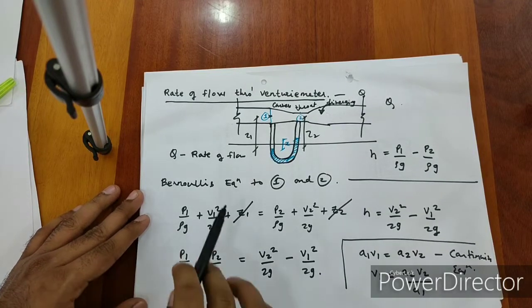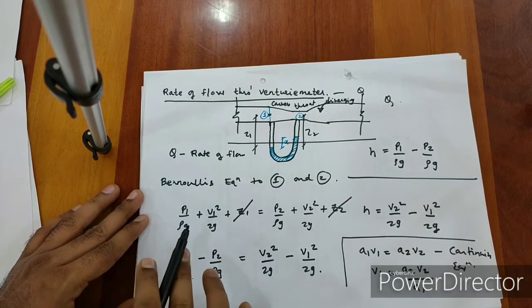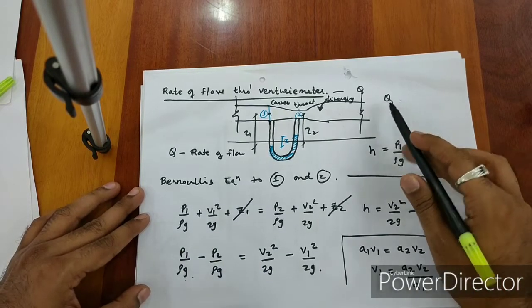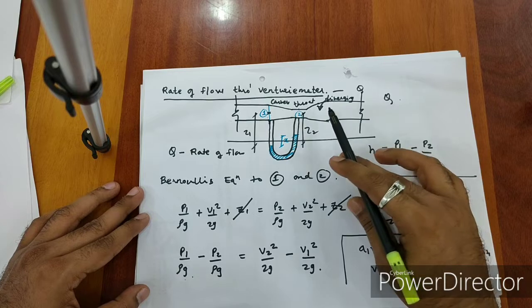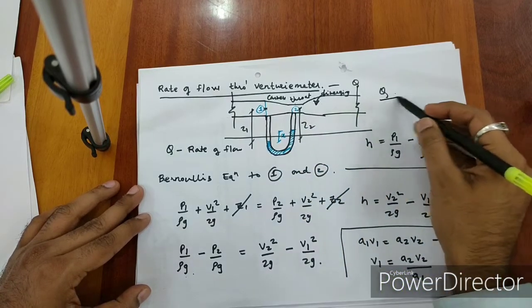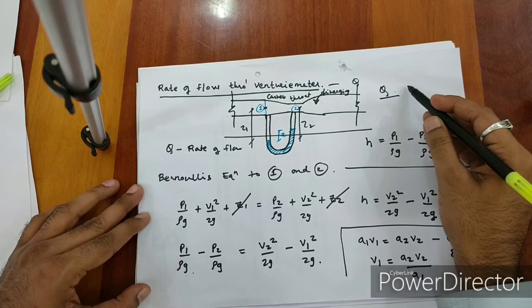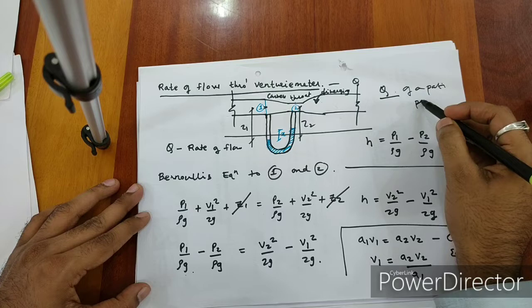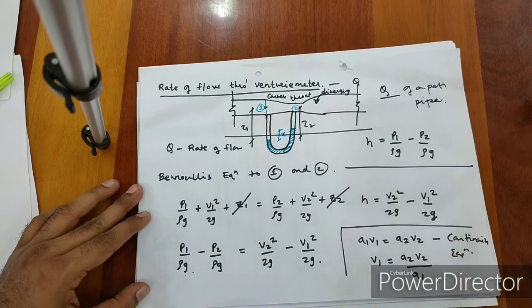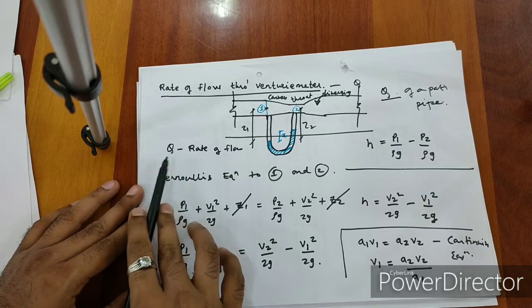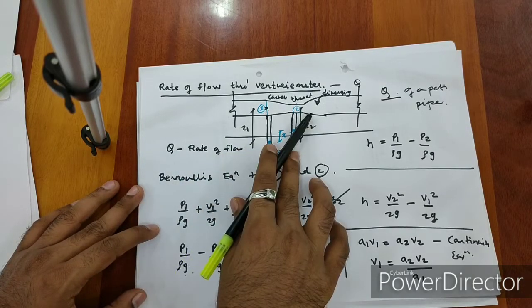We'll study something about the Venturimeter, how to determine the rate of flow through a Venturimeter. Rate of flow is Q. A Venturimeter is installed in the pipe in order to determine Q of a particular pipe. Here we will derive the formula of Q, the rate of flow through the Venturimeter.